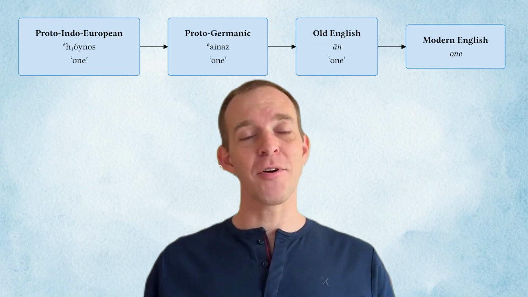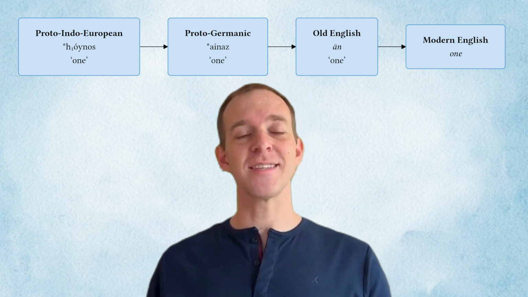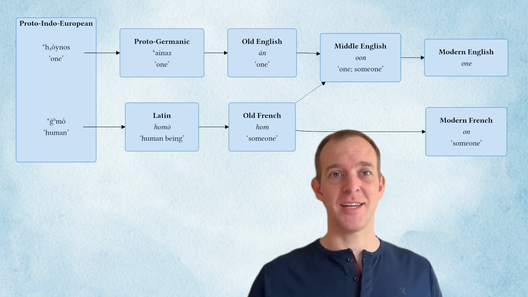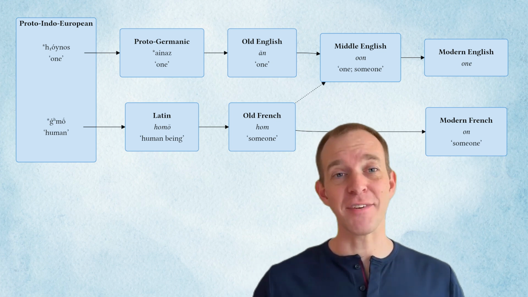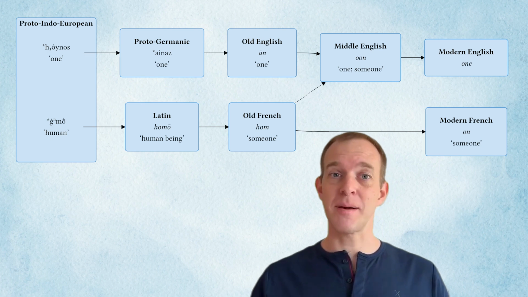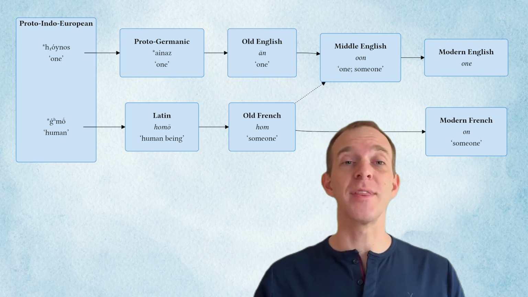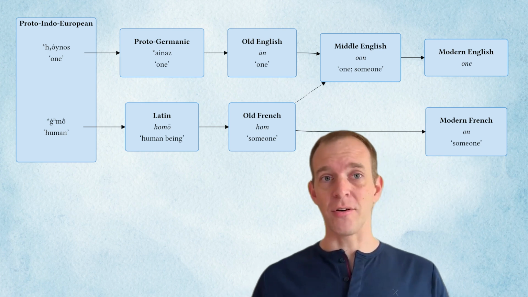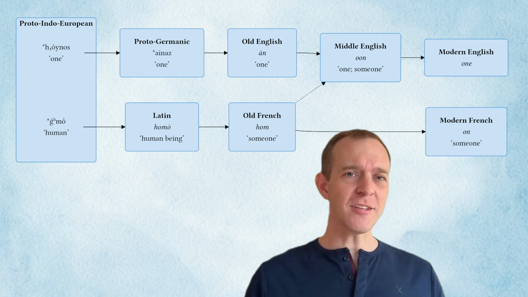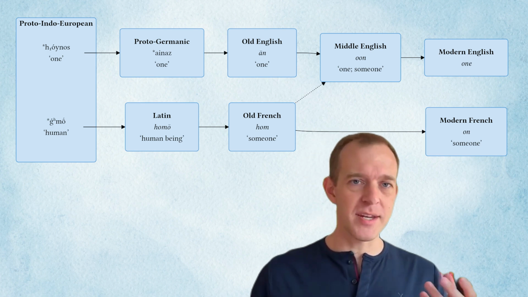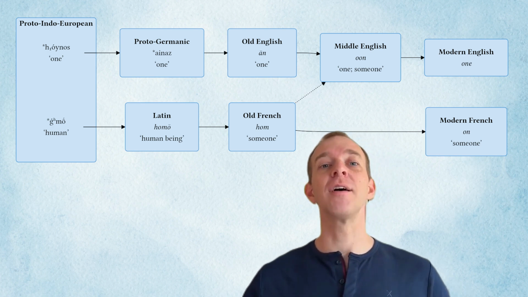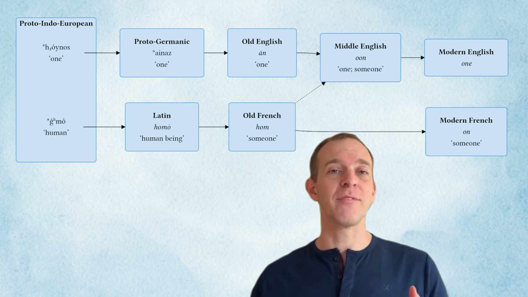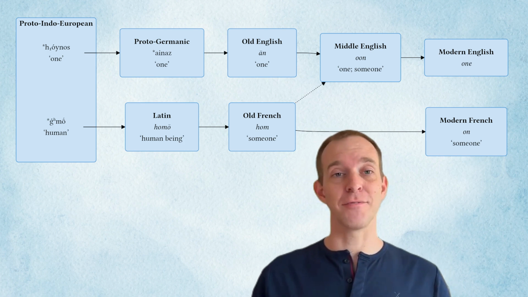So the most direct descendant in English of the Proto-Indo-European word hoinos is the modern English word one. But one isn't just a number in English. It's also an indefinite pronoun that means someone or somebody, as in expressions like one would think. This came about because of influence from French. The French word on means somebody or someone. English speakers started using one as both the number and the indefinite pronoun after the Norman French invasion, when French became the language of the ruling class.